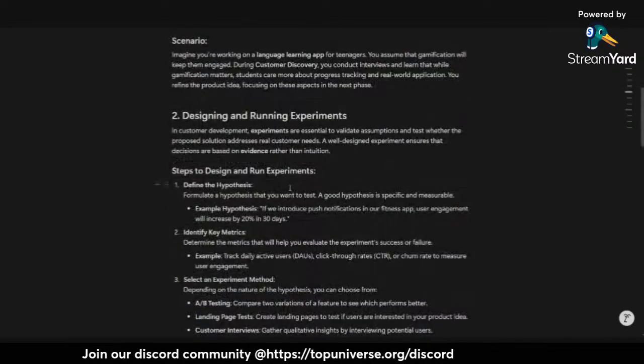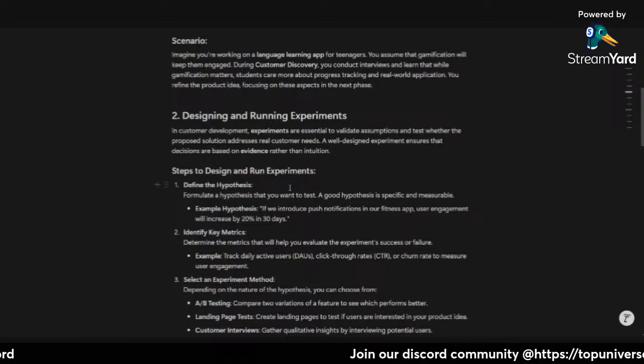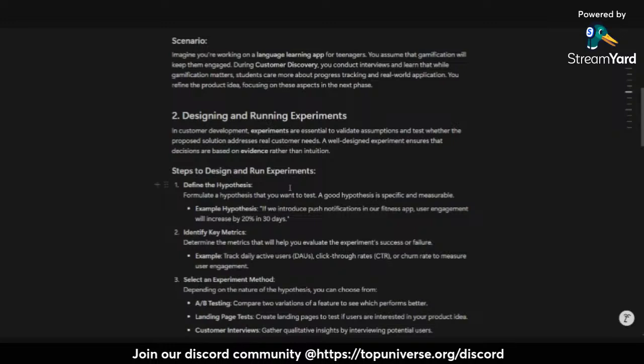All right, so let's talk about designing and running these experiments. It's actually critical to run these experiments so that you don't end up spending lots and lots of time building products only to realize that some of your assumptions will not work.